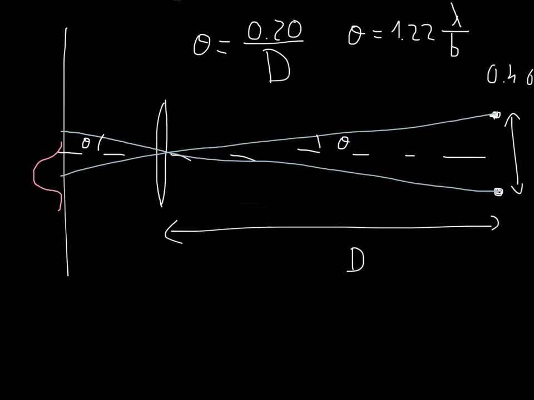And then the next thing that we can say is, okay, when are these 2 points going to be resolved? Well, when this minimum here is at the position of the maximum of this guy here. So this guy will also have a diffraction pattern, and the maximum will be centered again in the point itself. So when are these two things going to be resolved?